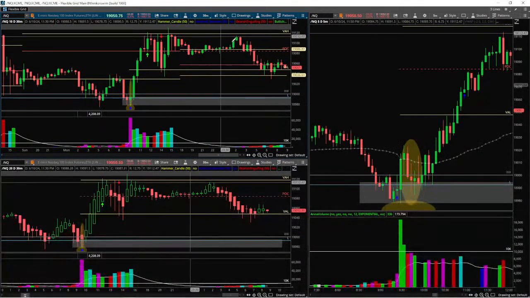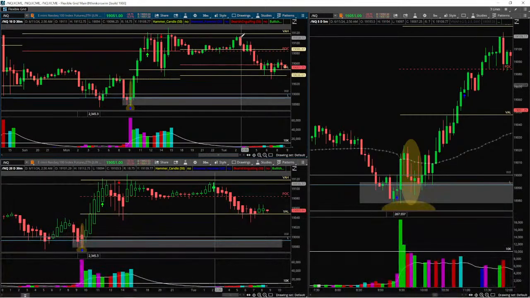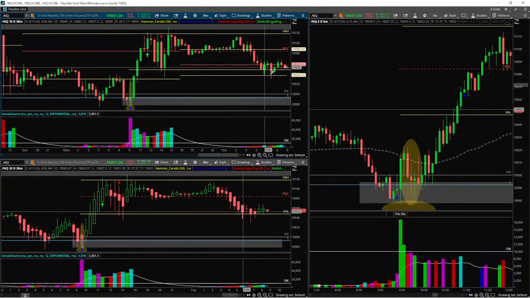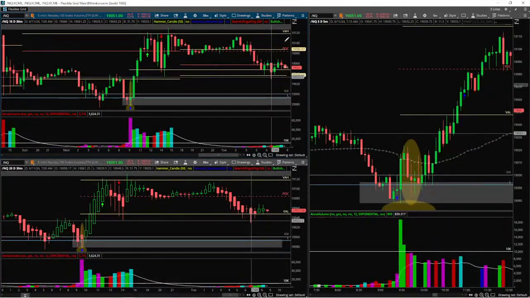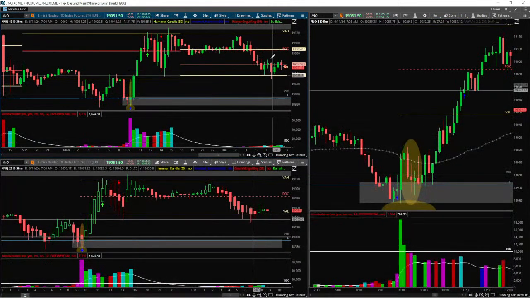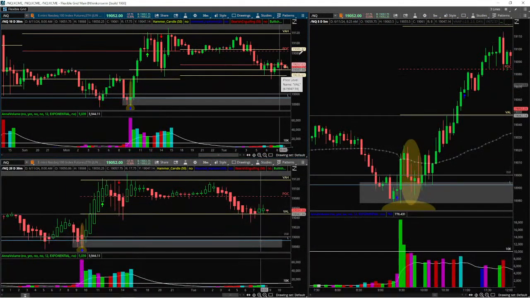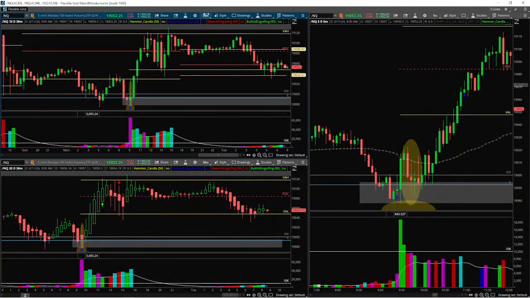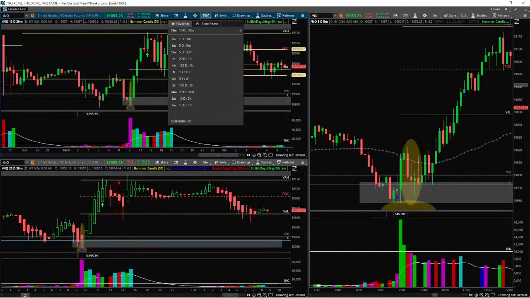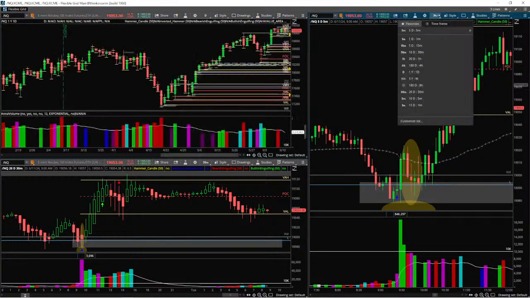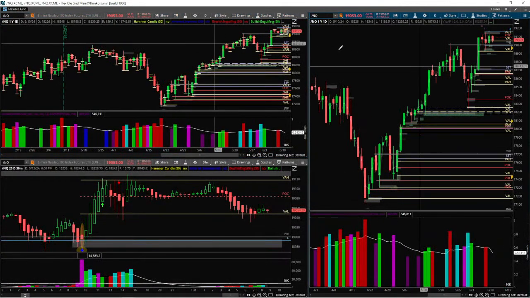Then we consolidated overnight, and then around 2:30, 2 o'clock, we sold off. Now we're basically inside this tighter range. We might even consolidate more until we have a bigger breakout. So I'm gonna go into the daily chart and see what the daily is telling me as far as what price might be doing.